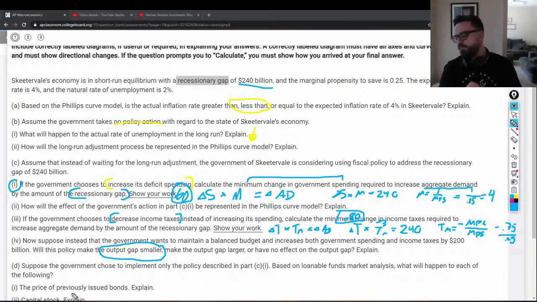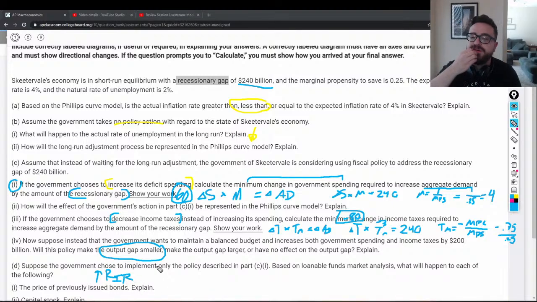Loanable funds market graph. Crowding out's happening because it said deficit spending. Deficit spending means the government's gonna have to borrow in order to spend, which means there'll be an increased demand for loans. Higher demand for loans means higher real interest rate. I bet that's what they care about. It is what they care about. So we got a higher real interest rate. That's what's going to affect these two things.